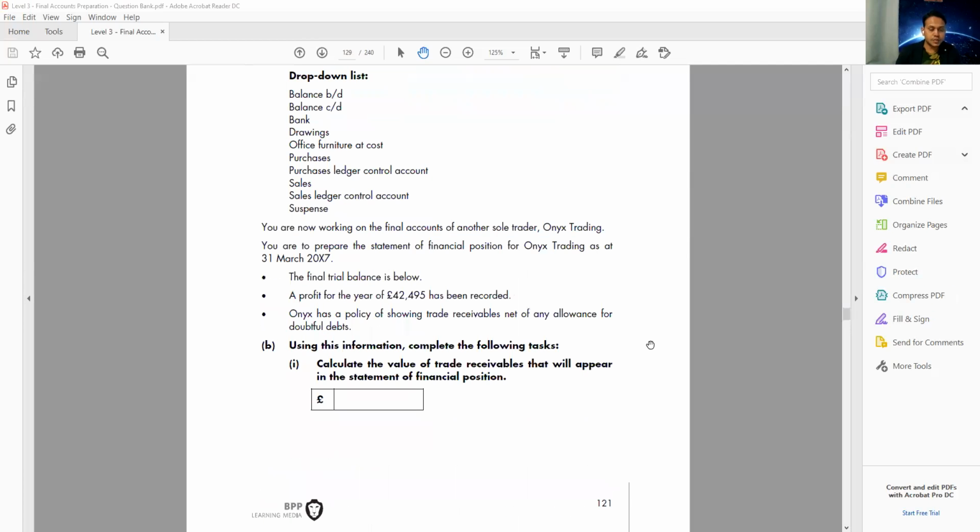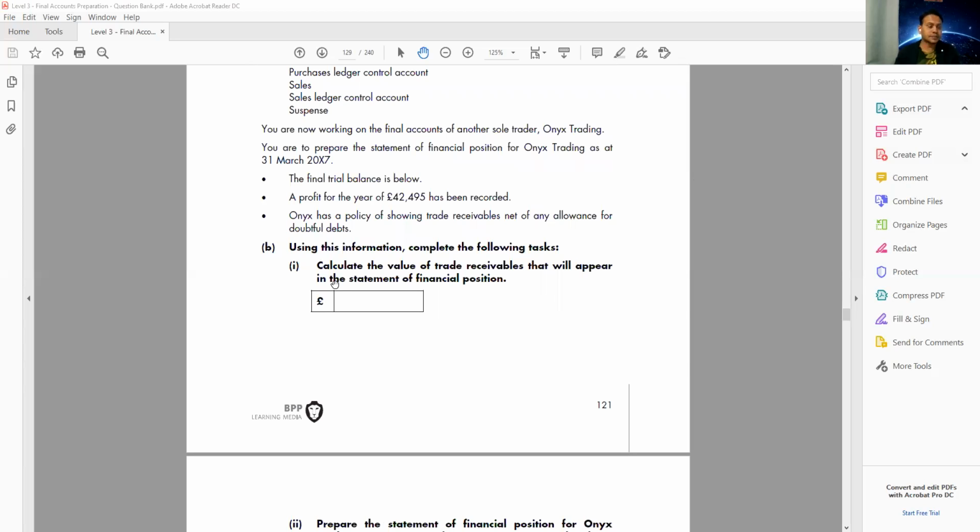Okay, let's move on to the next question. Say you are now working as the financial accountant for another sole trader, Onyx Trading. You are to prepare the statement of financial position for Onyx Trading as at 31st March 2007, which is the year ending. So we are preparing the financial statement. The final trial balance is below. So that means we have a trial balance here.